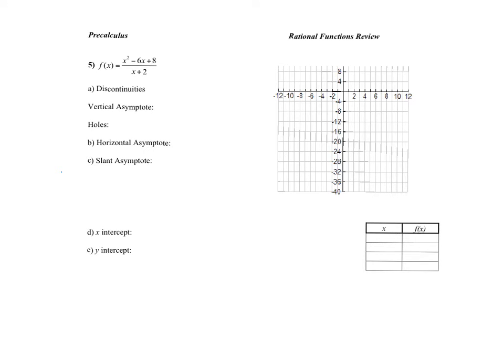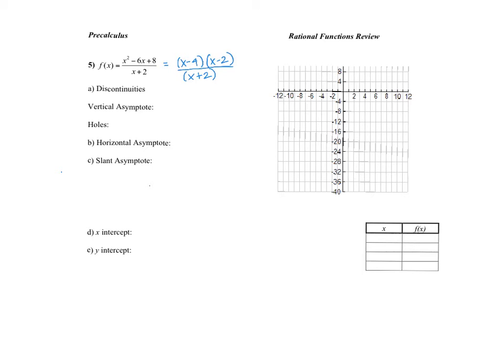So for number 5, the first thing you want to do is simplify your numerator and denominator. When you factor your numerator, you get (x minus 4) times (x minus 2), and you have x plus 2 in the denominator. So in this case, we don't have factors that cancel, so again, there's no hole here. If this had been an x plus 2 in the numerator with the x plus 2 in the denominator, it would cancel, and that would indicate that we have a hole.